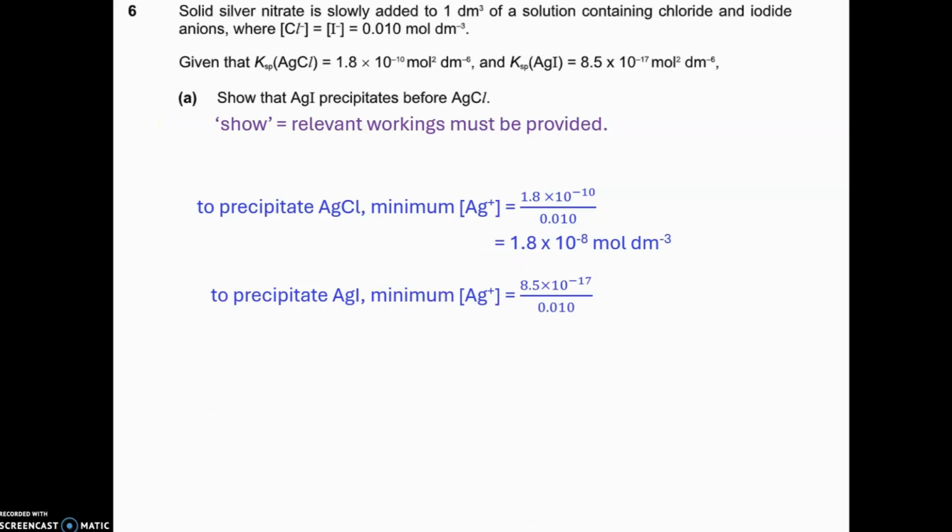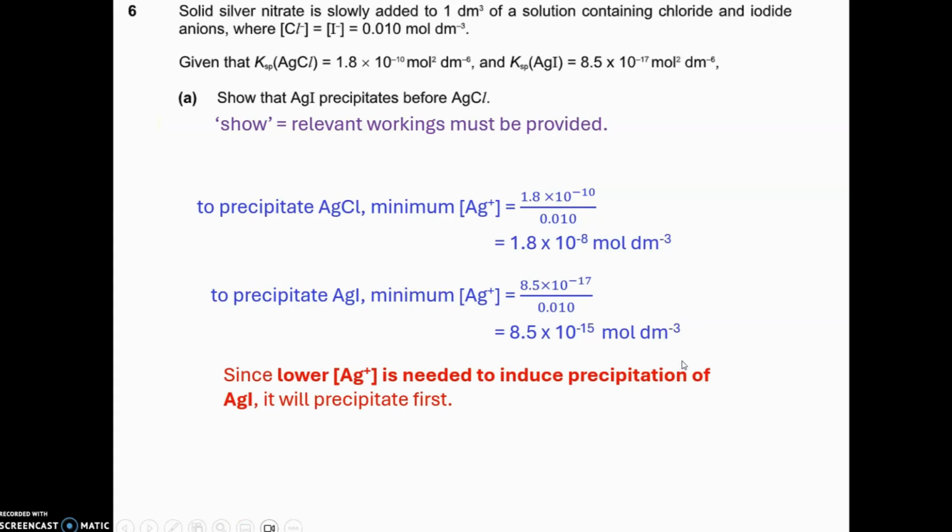Whereas to precipitate AgI, the minimum concentration of silver ions will be KSP divided by concentration of iodide ions, which will give you 8.5 times 10 to the power of negative 15 mole per dm cube. So since a lower concentration of silver ions is needed to induce the precipitation of AgI, AgI is going to precipitate first.